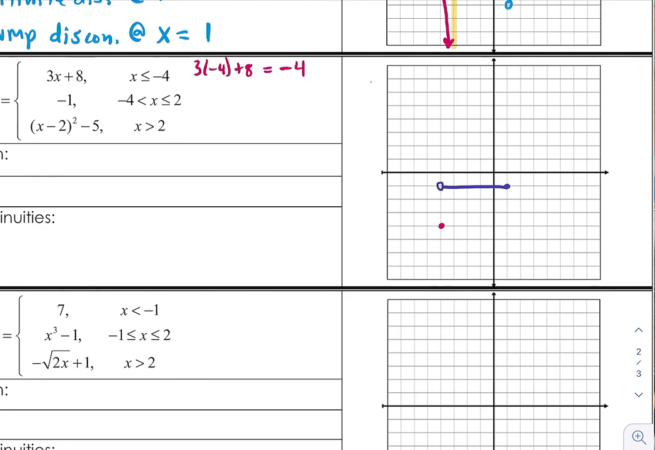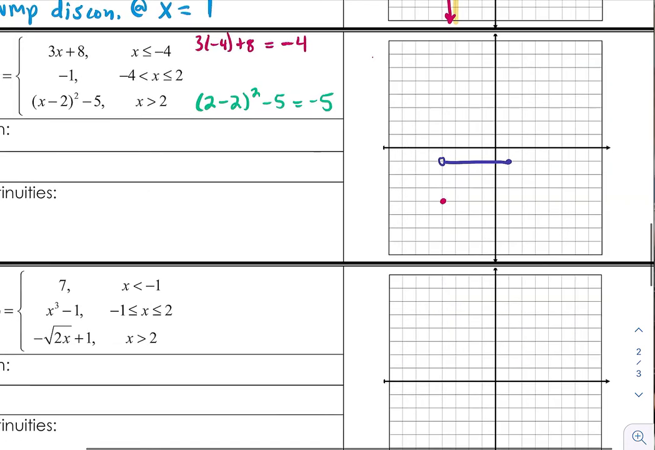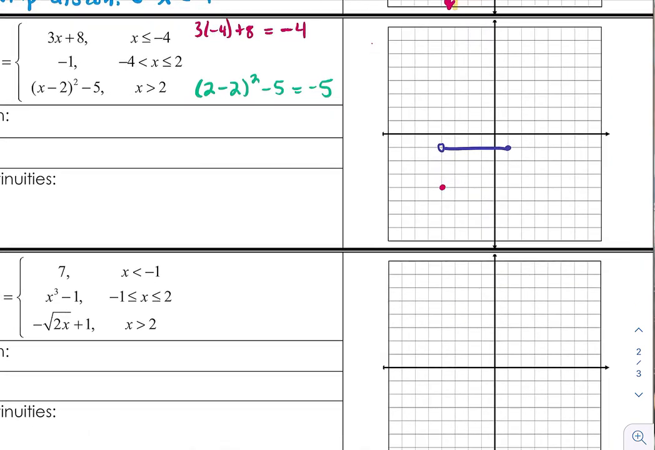And then for this graph, let's go ahead and finish off. It's going to be constant all the way through, so we can draw a horizontal line between -4 and 2. So then lastly, for our last cutoff point would be the bottom function where x is 2. So this, substituting 2, is 2 minus 2 squared minus 5. 2 minus 2 is 0. That gives us -5.